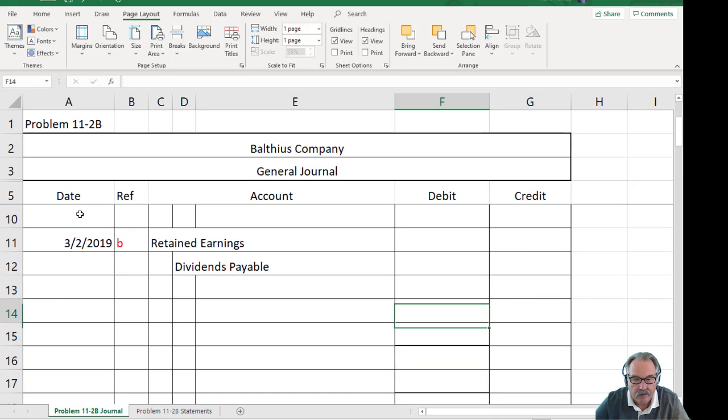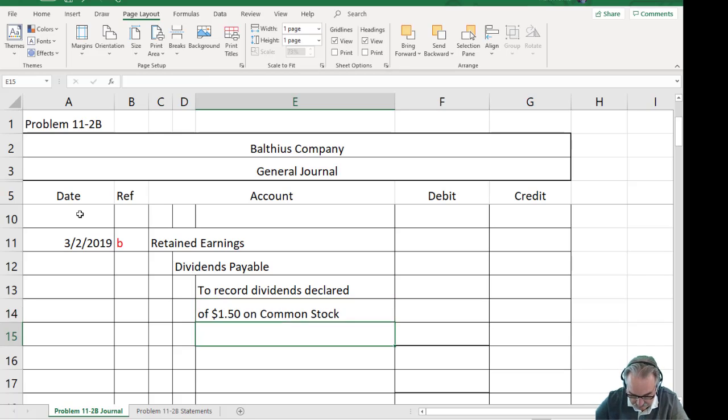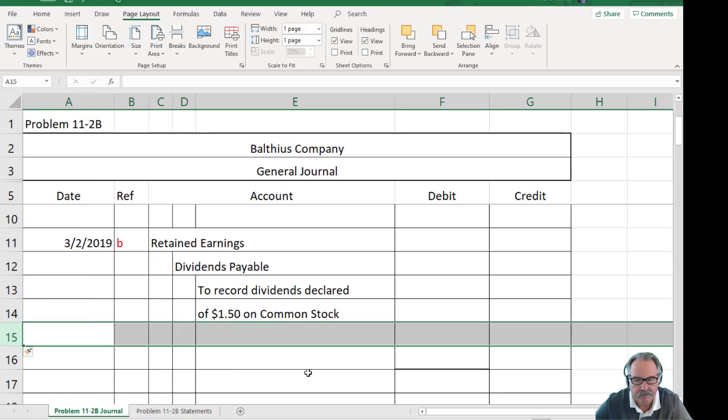So we'll just say to record dividends declared of $1.50 on common stock. Okay, so I'm going to insert a line there.